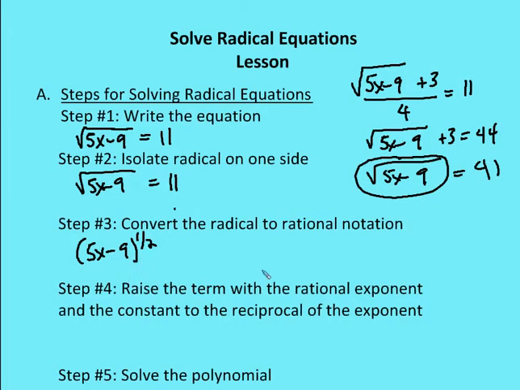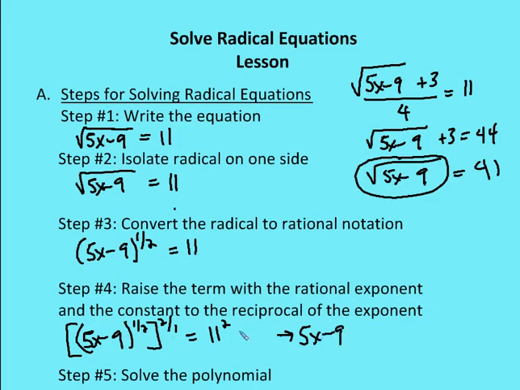Fourth step is to raise the term with a rational exponent to the reciprocal of that exponent. So the reciprocal of 1/2 is going to be 2 over 1. So I'm going to raise 5x minus 9 to the 1/2, and I'm going to take that all to the 2 over 1. And while I square the left-hand side, I also have to square the right-hand side. 5x minus 9 to the 1/2 and then to the 2 over 1, I use the power of a power property, and I end up with 5x minus 9. I square the right-hand side, which is equal to 121.